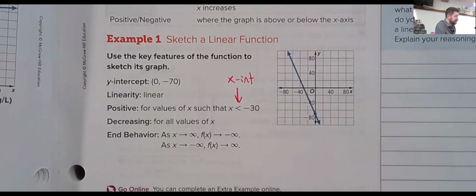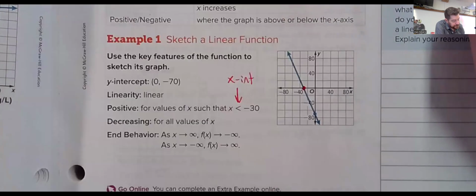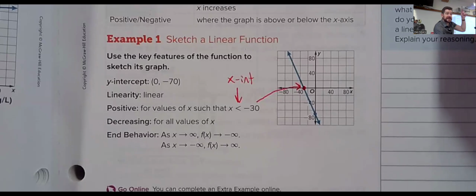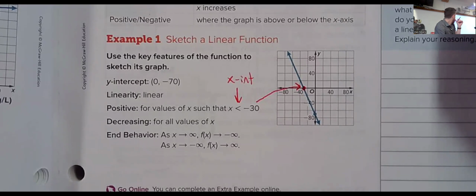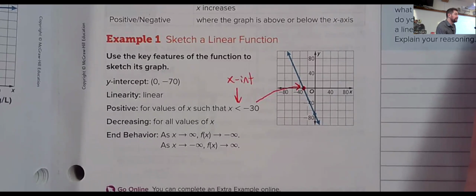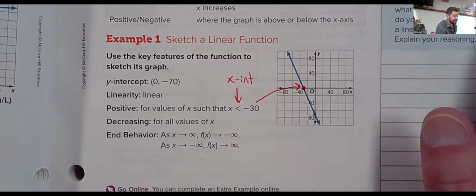And if we go back to the graph, you can see right here that we've got an x-intercept at -30. So if a graph goes from being positive to negative, it means it has gone over the x-axis, which wherever that number is, makes that an x-intercept. It is decreasing for all values of x. So if it's linear and it's always decreasing, all values of x is decreasing, that means it has a negative slope. It's going down the entire time.